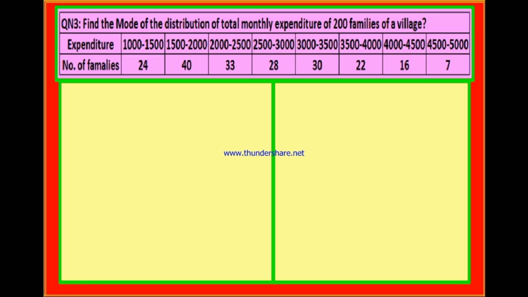Understood? Dear children, how many measures of central tendencies are there? Good. There are 3 measures of central tendencies. What are they? They are arithmetic mean, mode and median. We already learned how to find the arithmetic mean in the previous exercise. Now we have to find the mode, the second measure of central tendency, for a group of data. This is the group of data.